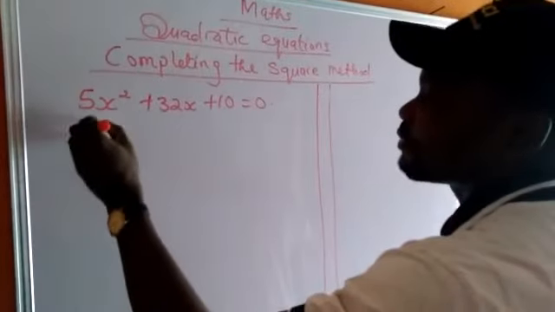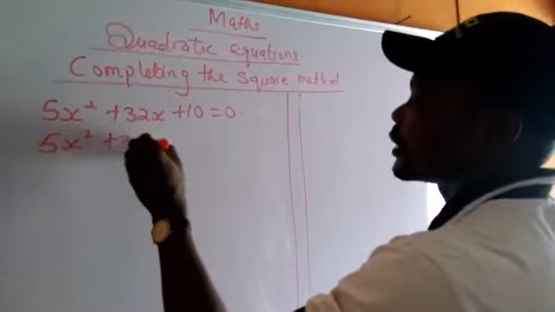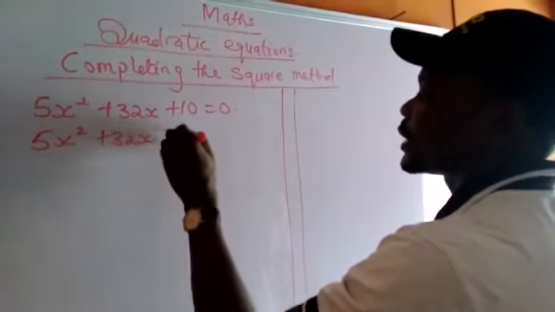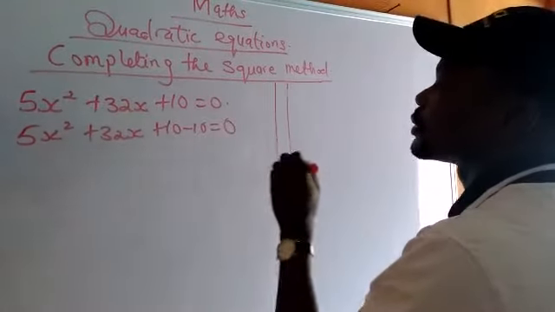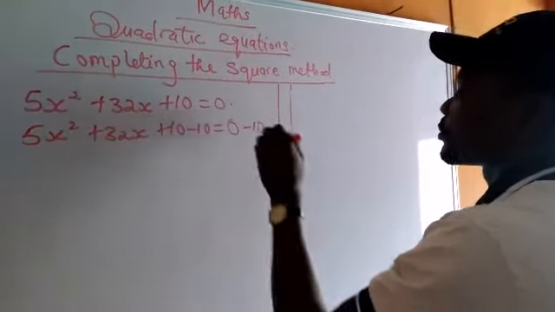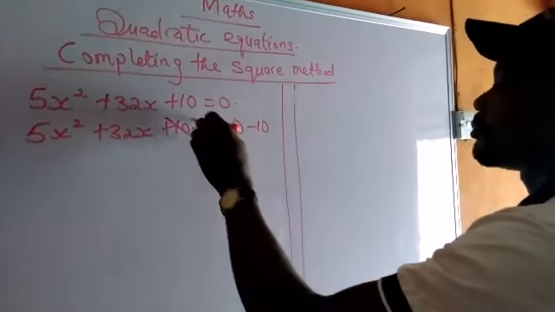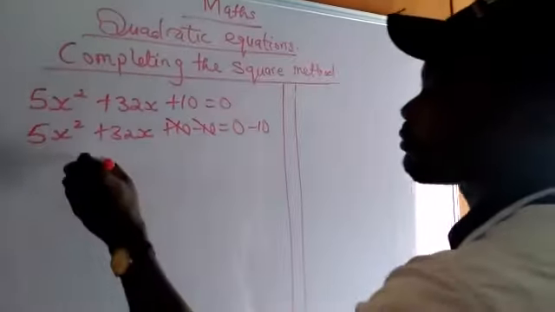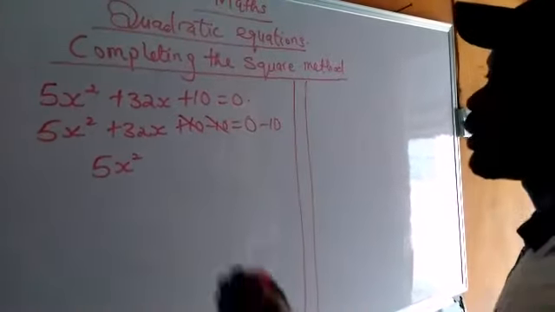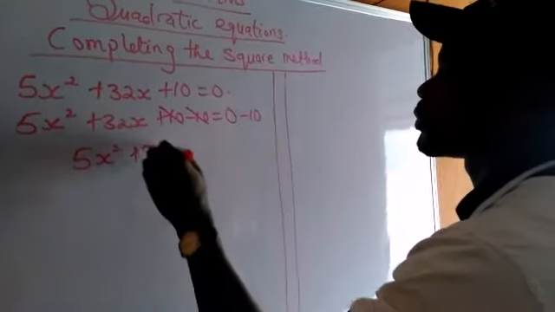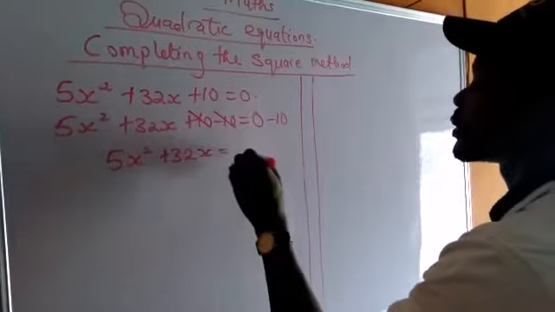We said 5x squared plus 32x plus 10 minus 10 equals 0 minus 10. So we discover that plus 10 minus 10 will go. So we have 5x squared plus 32x equals minus 10.